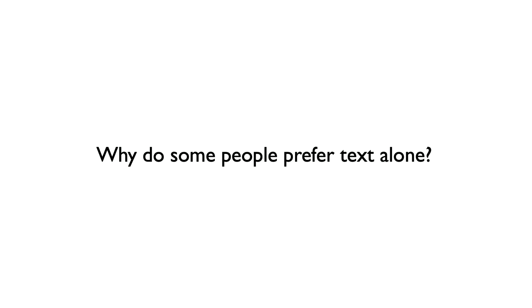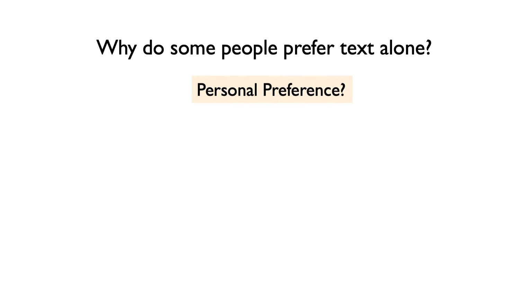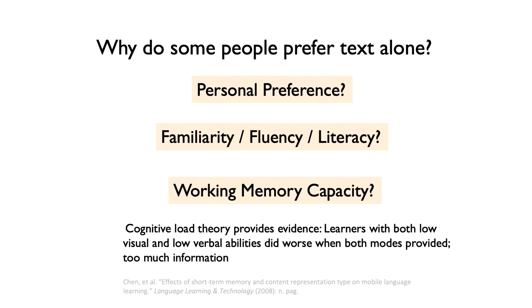But if we can talk about why some people prefer text alone, is it personal preference? Is it familiarity, fluency, literacy? Or is it something about working memory capacity, or all of these? Cognitive load theory provides evidence from some studies that learners with both low visual and low verbal abilities did worse when both modes were provided and would prefer, say, text alone. So that's a possible explanation. But it could be preference, it could be familiarity or fluency. So we don't know the answer.